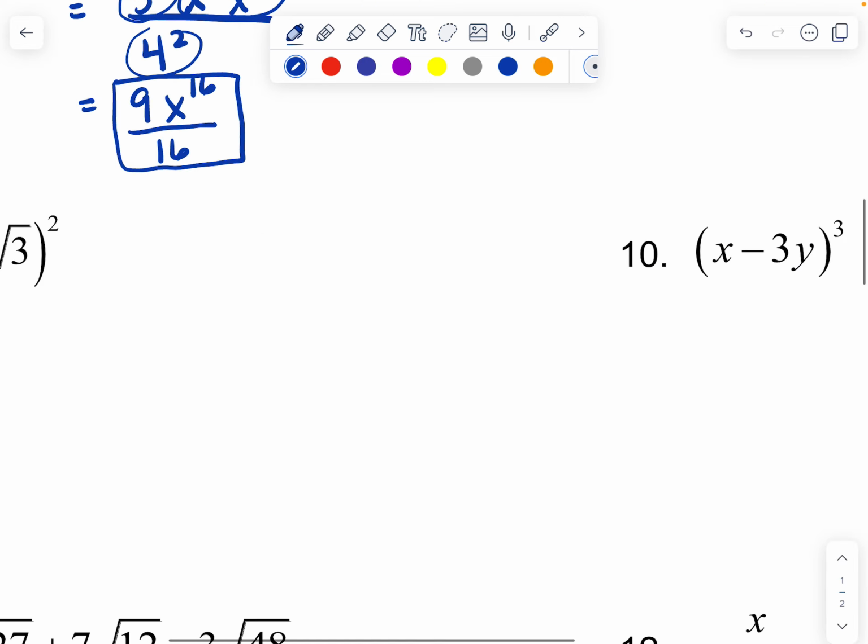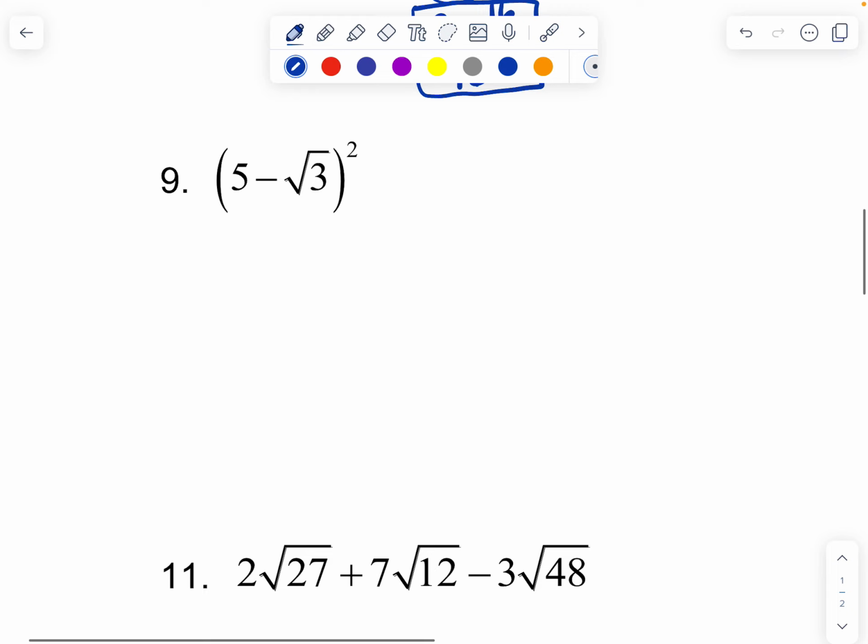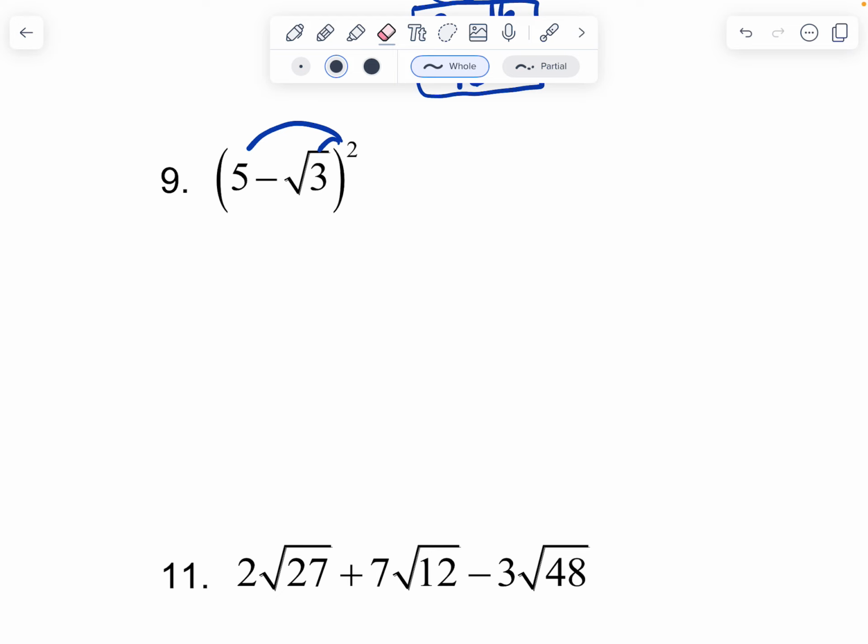All right, let's check out number 9. Almost halfway there here. Okay, 5 minus radical 3, squared. Now, you guys, look. If you square this and square this, I will give you 0 points. Okay, that's like the biggest algebra mistake you can make, okay? So please be careful. When you square something and it's a binomial or a trinomial, it's not a monomial anymore, you have to multiply it by itself.